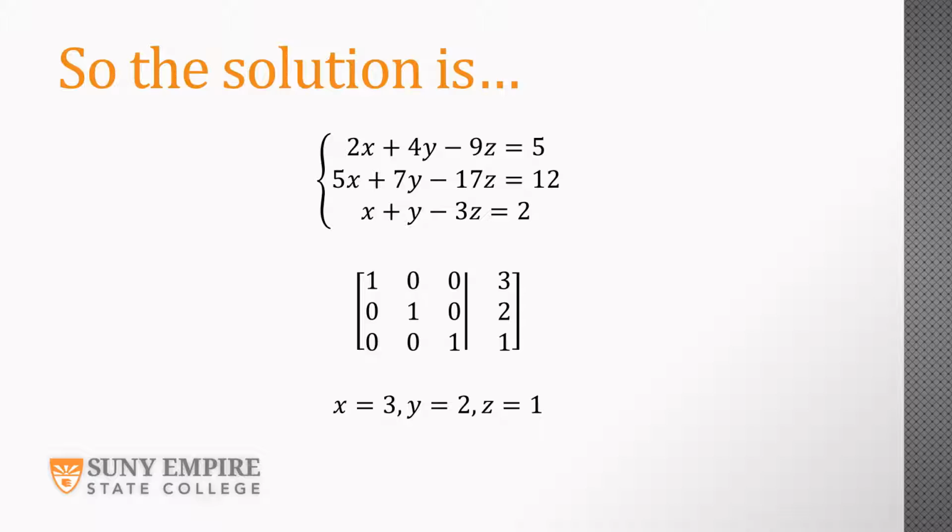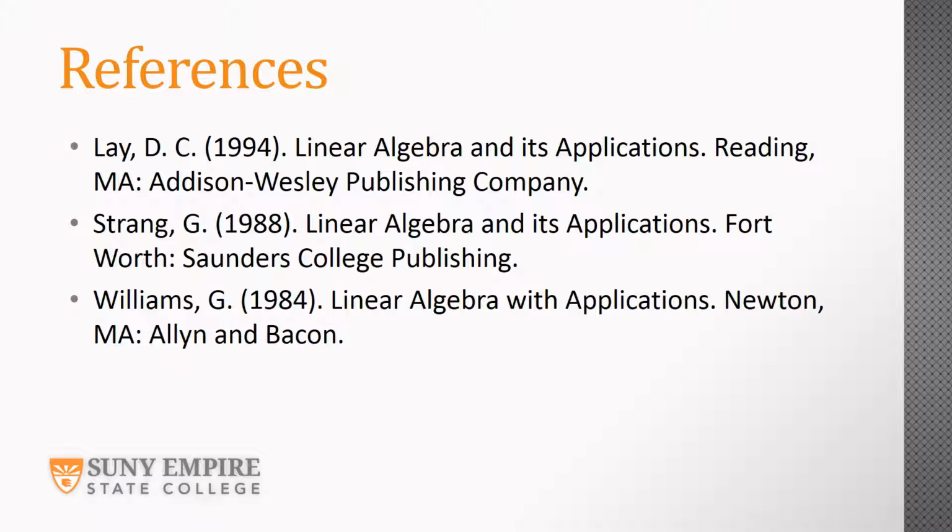The solution for the system of equations 2x plus 4y minus 9z equals 5, 5x plus 7y minus 17z equals 12, and x plus y minus 3z equals 2 is x equals 3, y equals 2, and z equals 1.